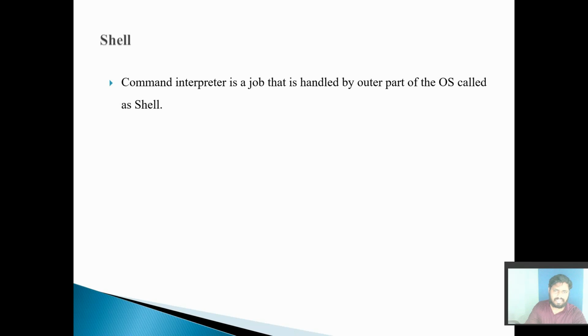Here, interpreter in the sense, an interpreter is first of all a translator. By using this translator, we can convert the information from high level language to machine understandable language. Okay, so shell acts as an interface between the user and the kernel.